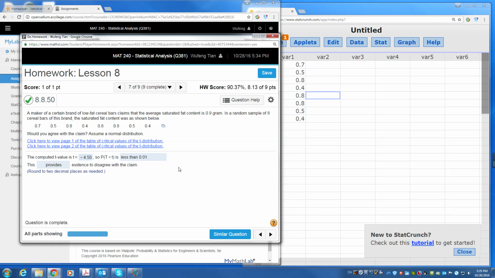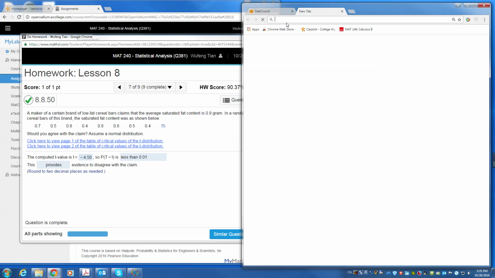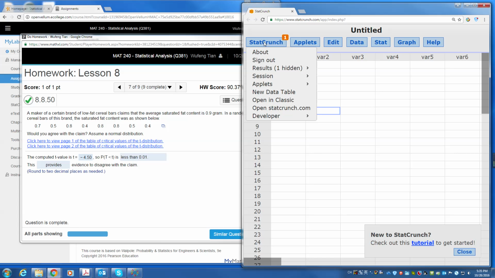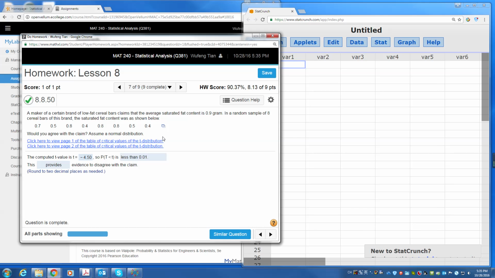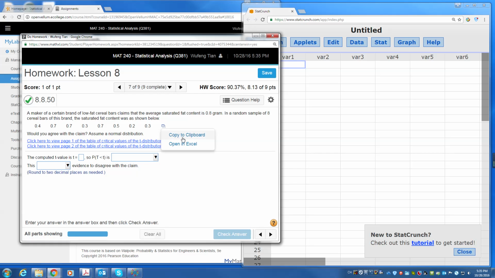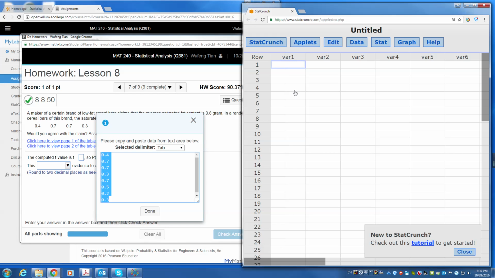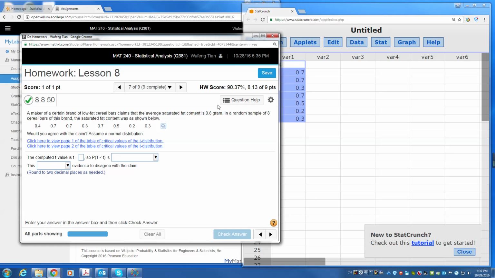Number 7, you can use StatCrunch to do this problem. Let me show you how. New sample, new data. This is data, so let's do a similar exercise. Click the board, copy this and paste it in here. So now I have all the data.